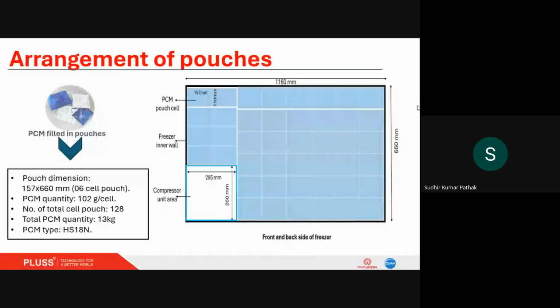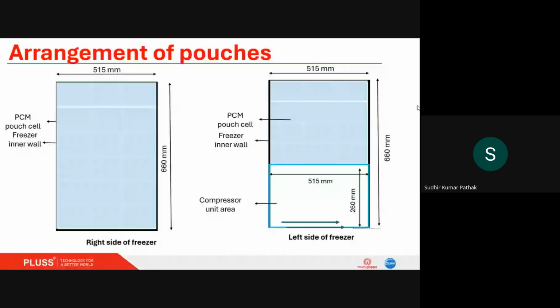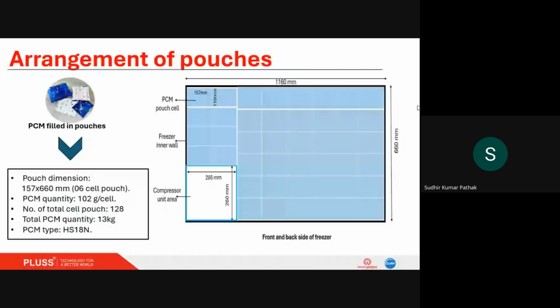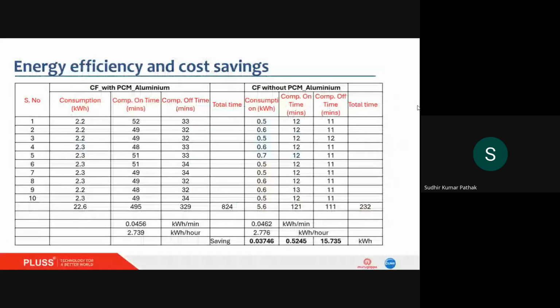I'm just showing the results. These are just the placement of the pouches. Whenever we calculate the energy efficiency in terms of saving, we get 15 units of energy saving per month by placing the phase change material in the form of pouches in the chest freezers. So that's how we can manage the energy saving and reduce the energy consumption.